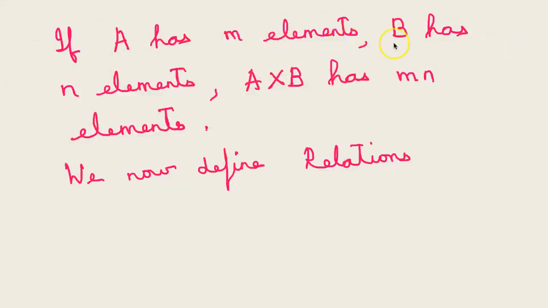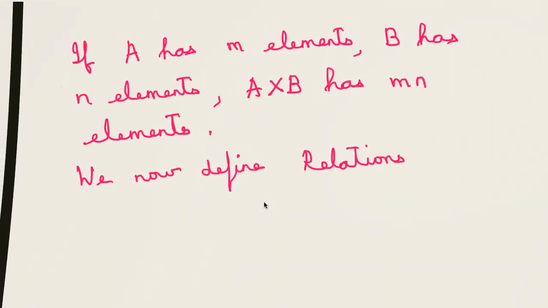So if A has m elements and B has n elements, A cross B has mn elements, m into n. So the number of elements in A cross B is the number of elements in A times the number of elements in B.